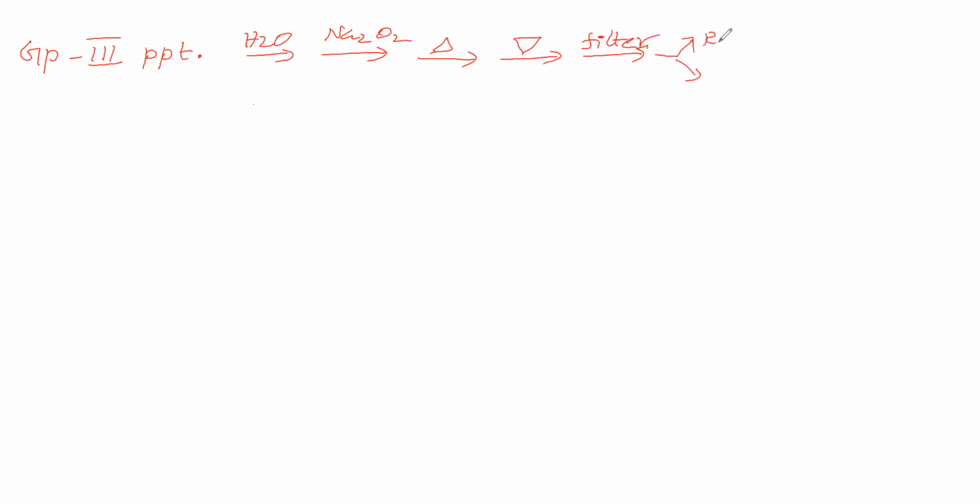We take the group 3 precipitate. To it we add water, and then sodium peroxide. Then the contents are heated, cooled, and filtered. We get two things: one is the residue, and the other is the filtrate.